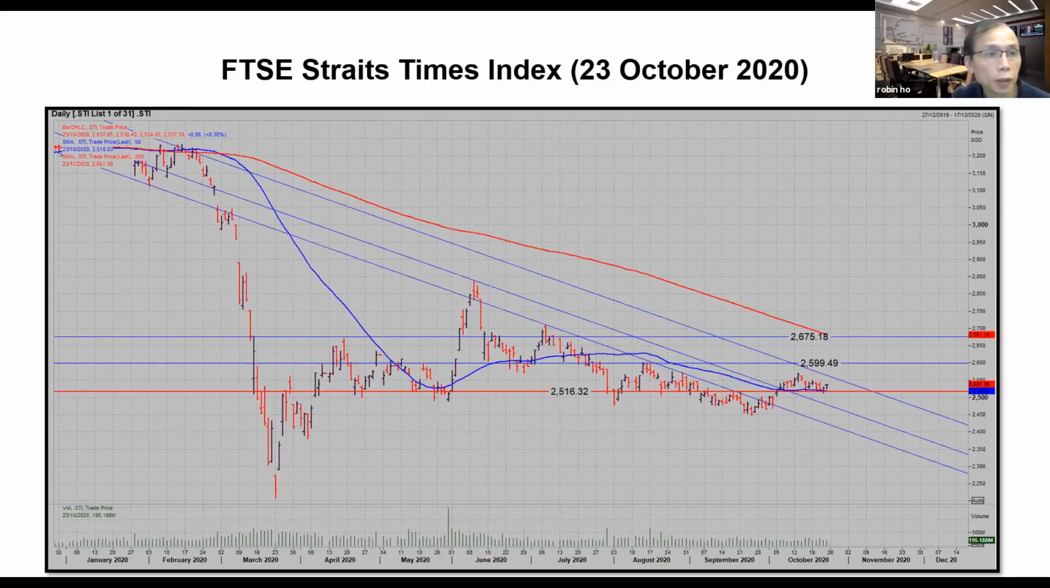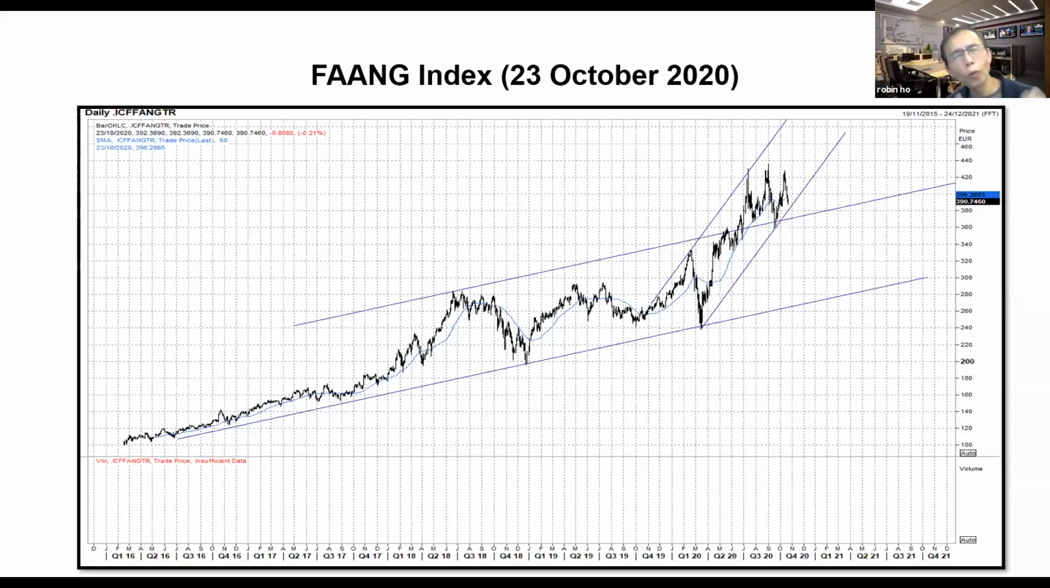But one sector that I'm not bullish about is the FANGs, which is Facebook, Apple, Netflix and all that. I'm not quite bullish on it, and the reason is because of this chart.